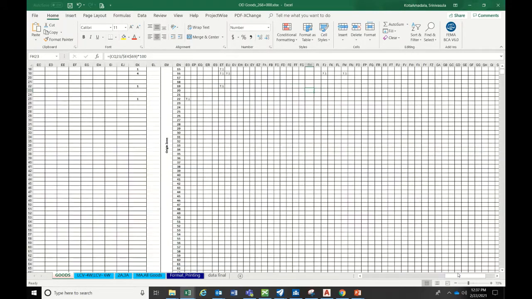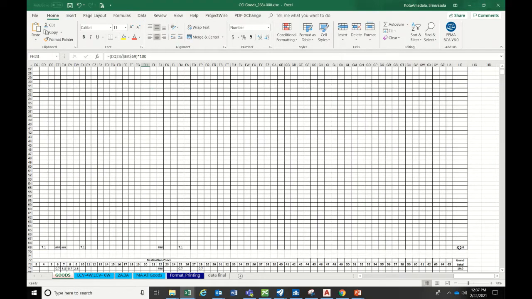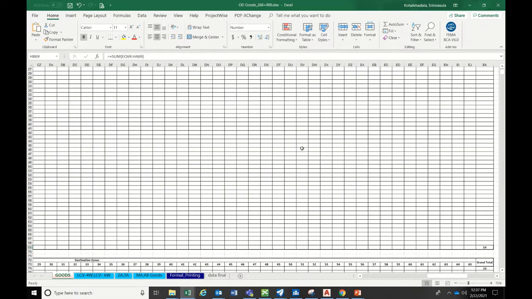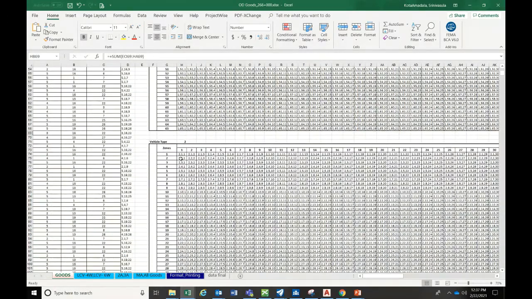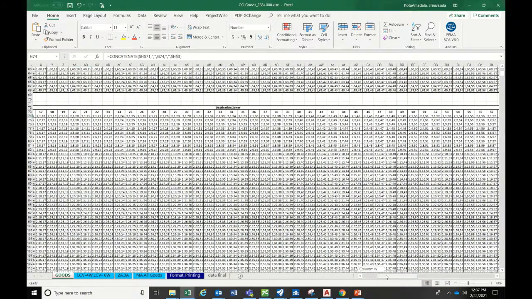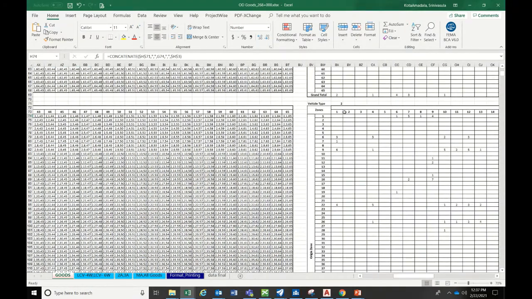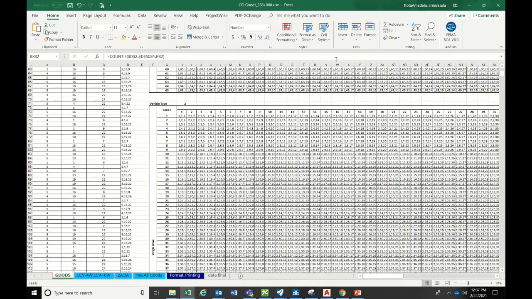So then the total should be 100%. That's it, this is the analysis. Similar analysis for vehicle type 2: you have to arrange a matrix. Once the matrix is prepared, just use the COUNTIF formula to find out the configuration.